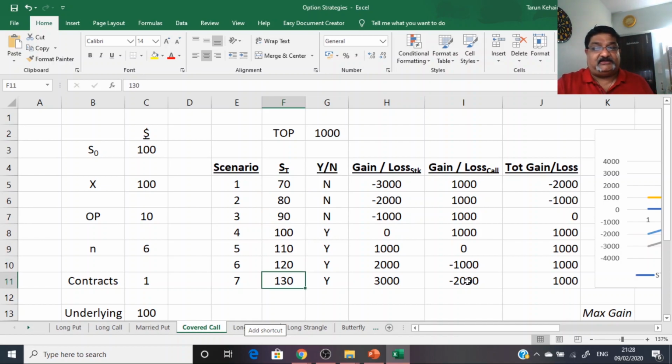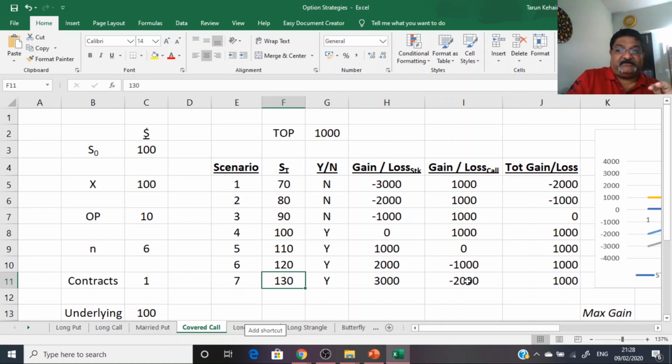Let's look at 130. At 130, will the counterparty exercise the call option? The answer is yes. He will definitely exercise the call option at the strike price, which means he will buy at 100. Whereas if he were to buy in the open market, he would have to buy possibly at 130. So he's saving $30 of cost. The other way to look at it is he can buy from you at 100 and sell it in the market at 130. Either way, the gain that he makes is $30, which you have to make up because you are the other party on the contract.